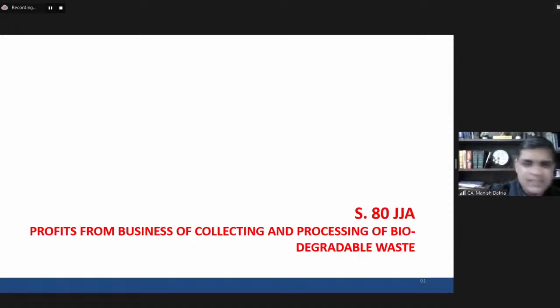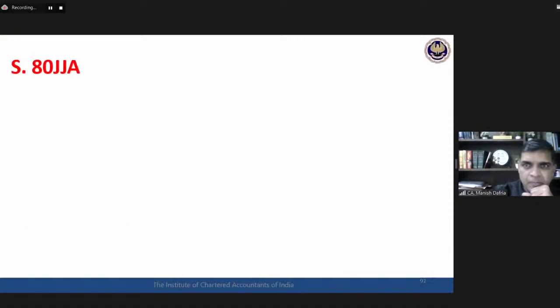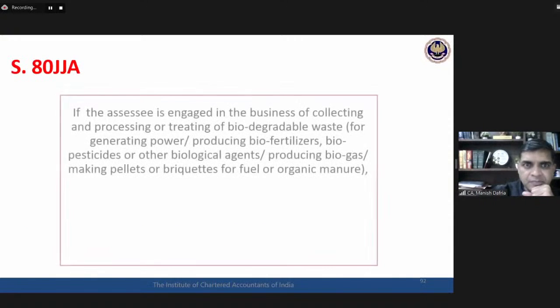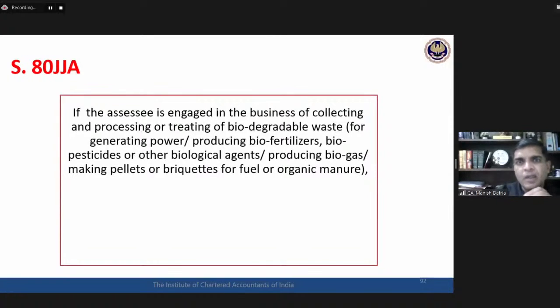Next section, this is something very simple, very small one. Section 80JJA: profits from the business of collecting and processing biodegradable waste. An environmental incentive kind of thing. Collecting and processing biodegradable waste. Now, what the section says: the assessee is engaged.